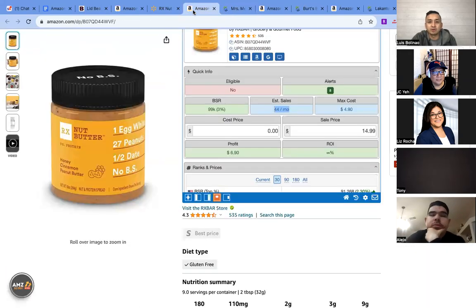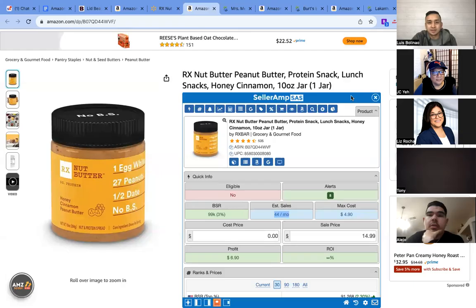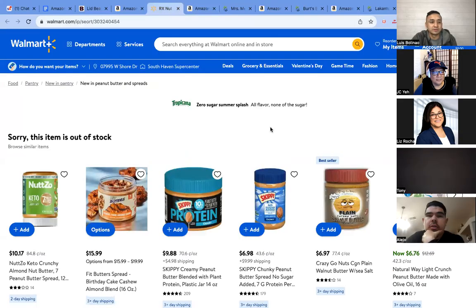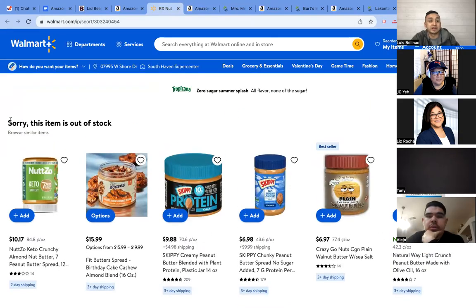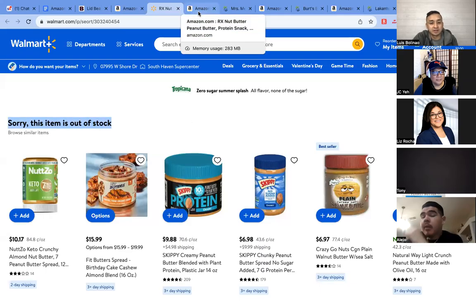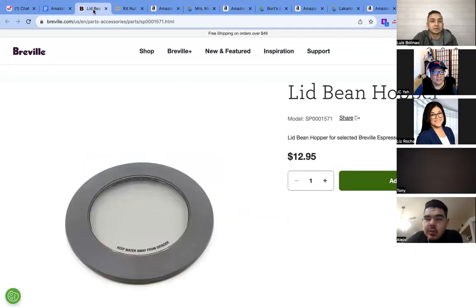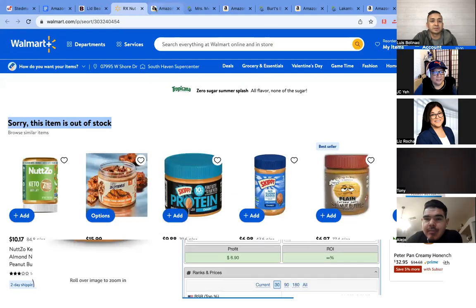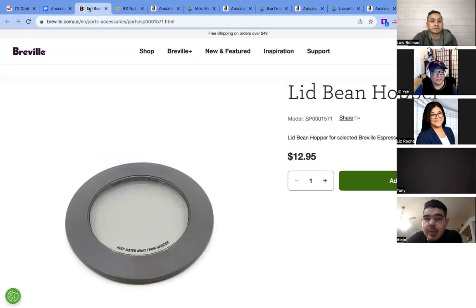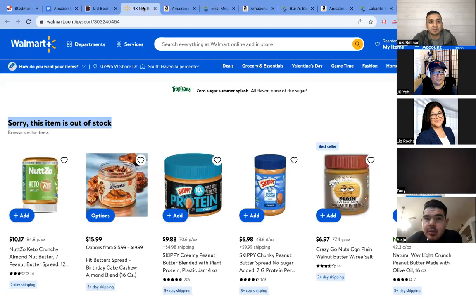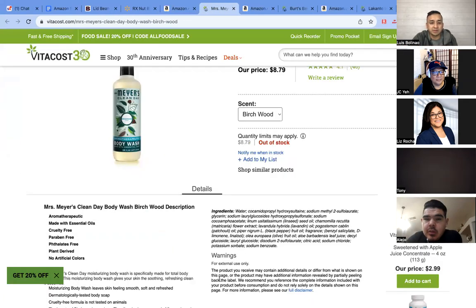Okay, let's keep going with the products. Man, this one is sold out though. So this one is sold out on Walmart, right? So obviously we can't look at the data for this one. So this one we skip. Here, let me close these tabs by the way. Oh man, what happened? I lost the source. Yeah, I think that's it.